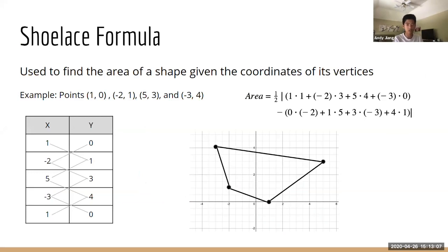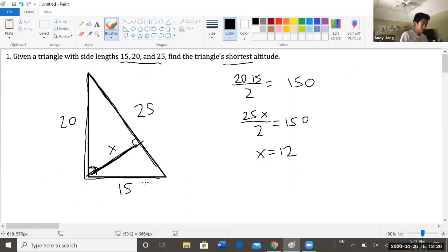Okay, and then one formula I'm introducing is the Shoelace formula. This is a quick way to find the area of a shape given the coordinates. So the best way to show this is by actually doing it out.